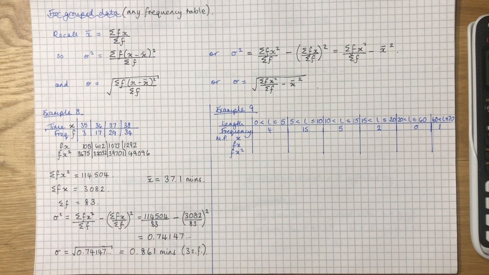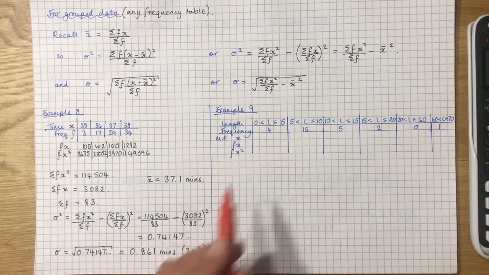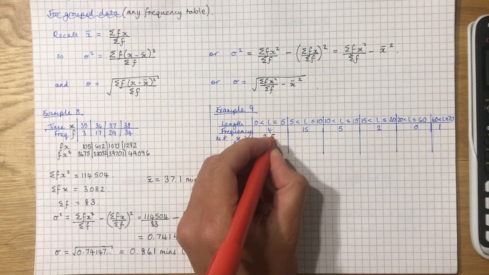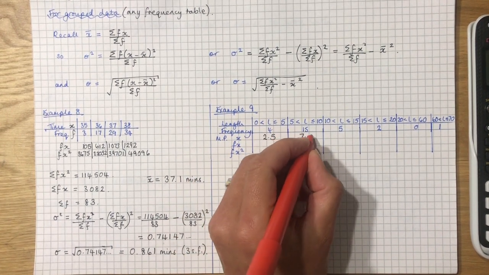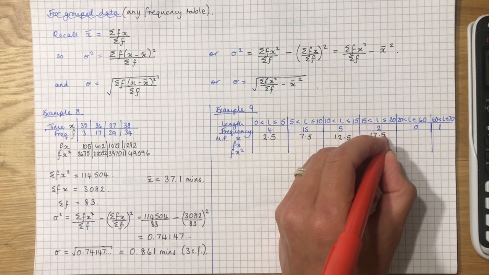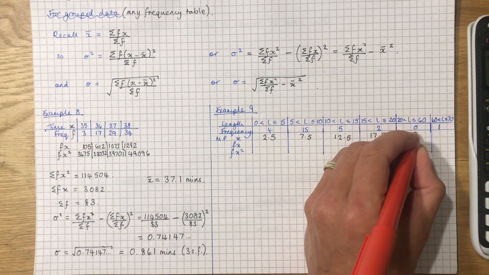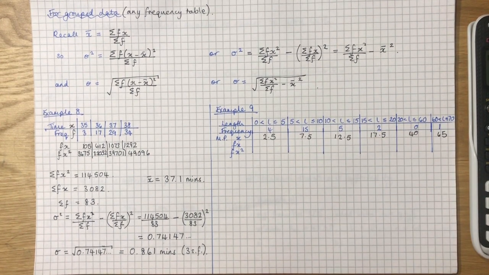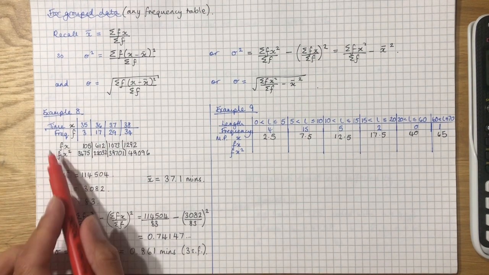Finally, let's have a look at example 9. So it's the same kind of idea, but with a grouped table. So the only thing we've got to remember here is that our x values are the midpoints of each of these classes. So our x values are respectively 2.5, 7.5, 12.5, 17.5, 40 and 65.